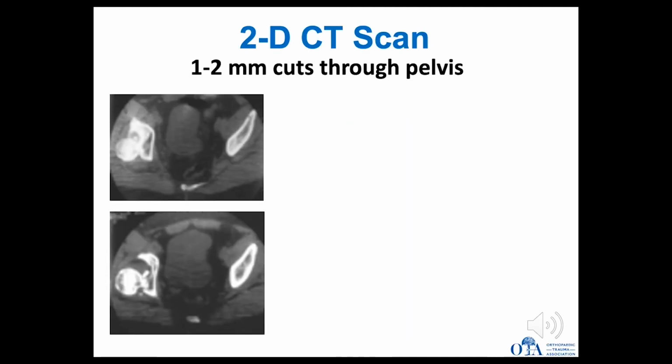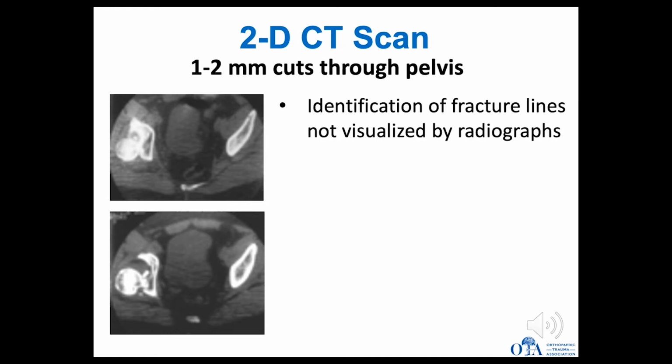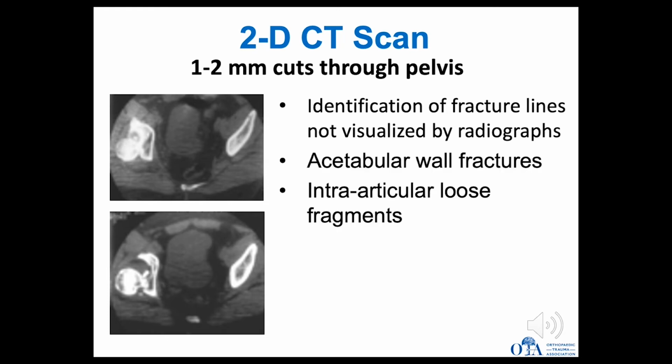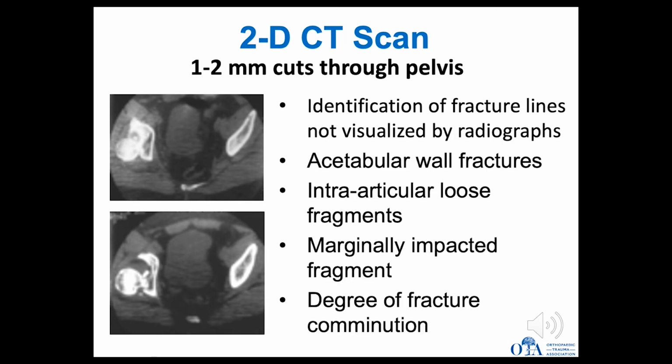Now coming to the CT scan. And the CT scan is quite valuable in assessment of acetabular fractures. And for proper assessment, we would like to request thin acetabular cuts every 1 to 2 millimeters through the pelvis. The CT scan is of great benefit in identification of fracture lines not visualized by radiographs, evaluation of acetabular wall fractures, intra-articular loose fragments, marginally impacted fragments, in addition to evaluation of the degree of fracture comminution.